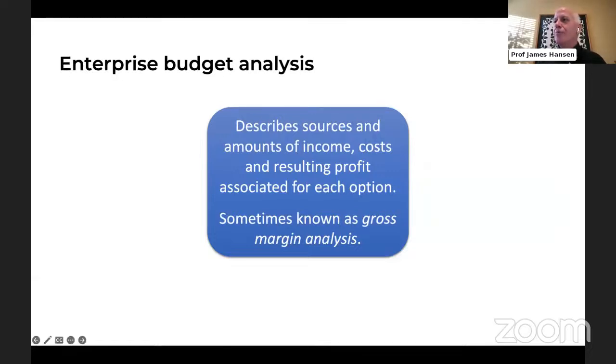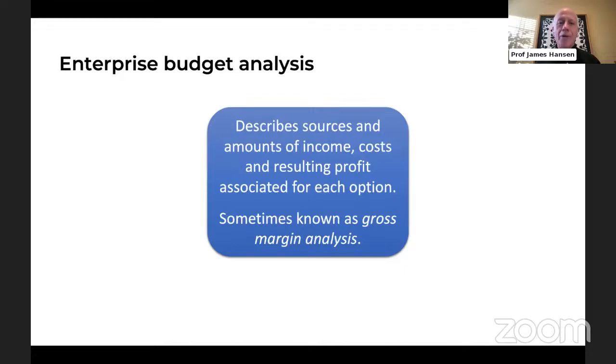Farmers are not just interested in productivity, they're also interested in profitability, if they have to pay for inputs in the market or if they sell some of their produce in the market. And so it's useful to have a tool to go from the productivity estimates that a crop model provides to profitability estimates. An enterprise budget analysis is a simple analytical tool or process that describes sources and amounts of income, costs, and resulting profit associated with each management option.